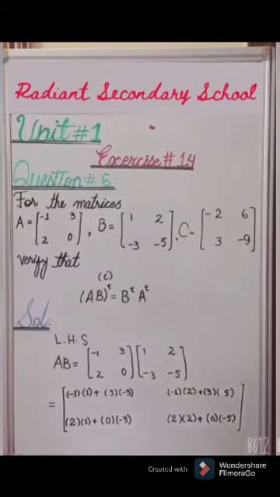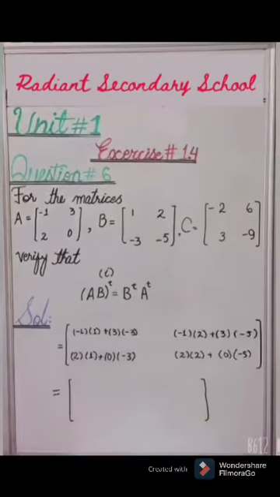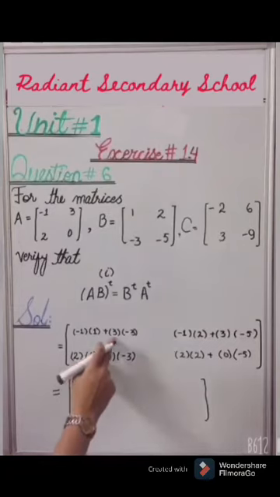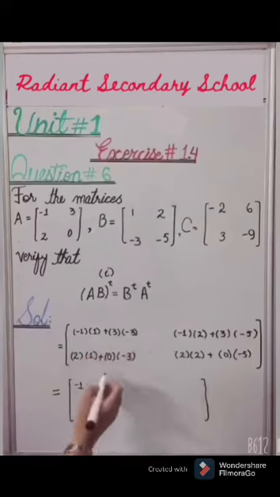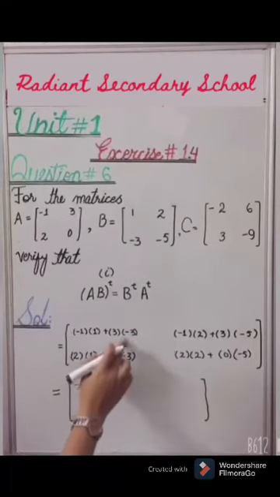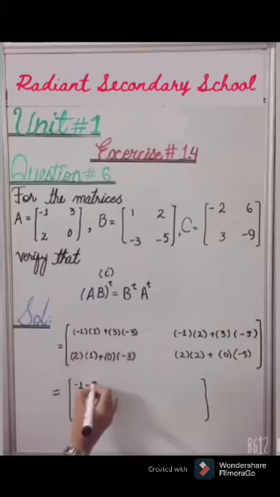So the multiplication matrix comes as follows: I have multiplied -1 with 1 and 3 with -3. First row, second column, -1 into 2 and 3 into -5. Now 2 into 1 and 0 into -3. Again 2 into 2 and 0 into -5. So this is our matrix. Now -1 into 1 is equal to -1, and 3 into 3 is equal to 9, but we have a minus sign here, so we will have -9, and plus minus minus, we will have -9.